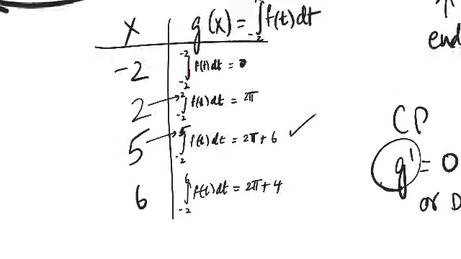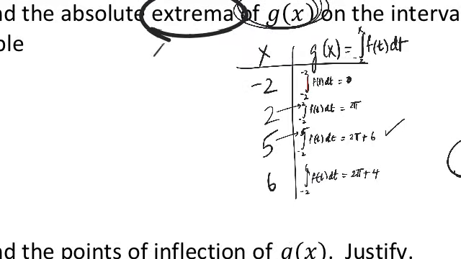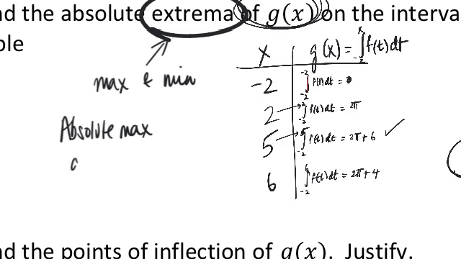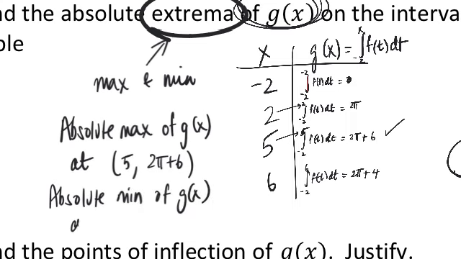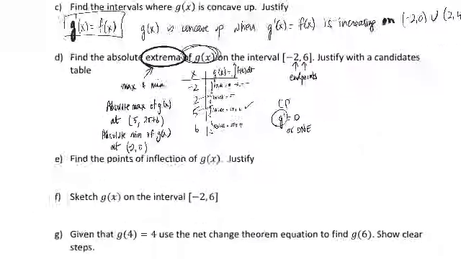So here's your maximum, right? The question, though, said maximum and minimum, right? So we're going to end with absolute max at 5 comma g of x at 5 comma 2 pi plus 6. Absolute min is actually going to be at -2, because we never go into enough negative area to make the whole number negative, so the lowest number is 0. So at negative 2 comma 0, right, will be my absolute min.